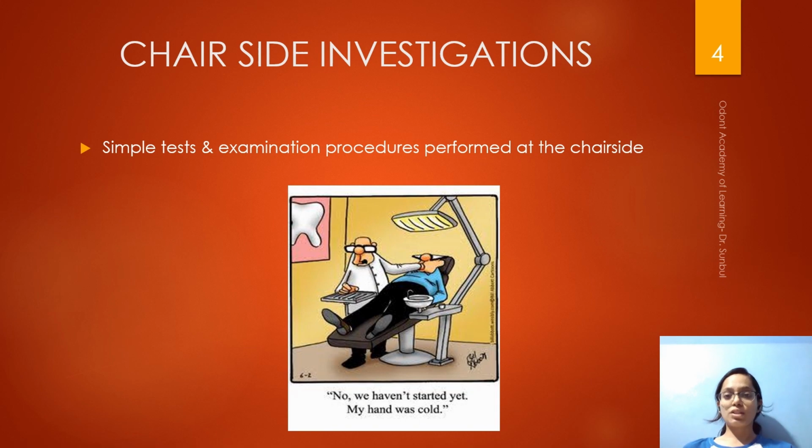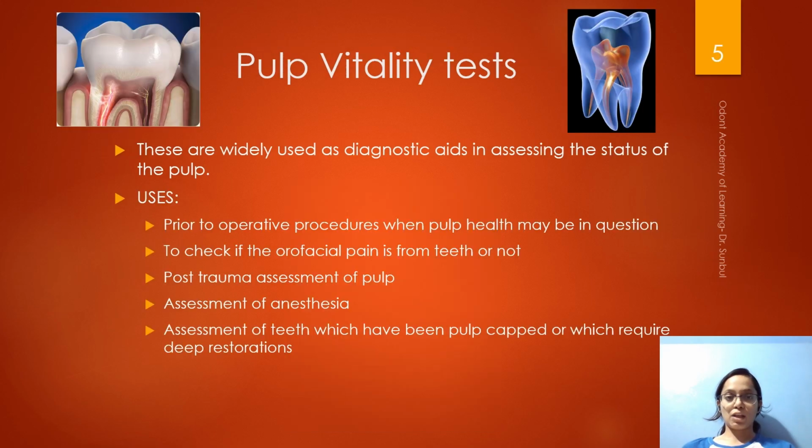So, what are chair-side investigations? These are simple tests and examination procedures which can be performed easily at the chair side. The first one is the pulp vitality test. These tests will tell us the vitality of the pulp. So, what are the different cases in which we'll be doing this?